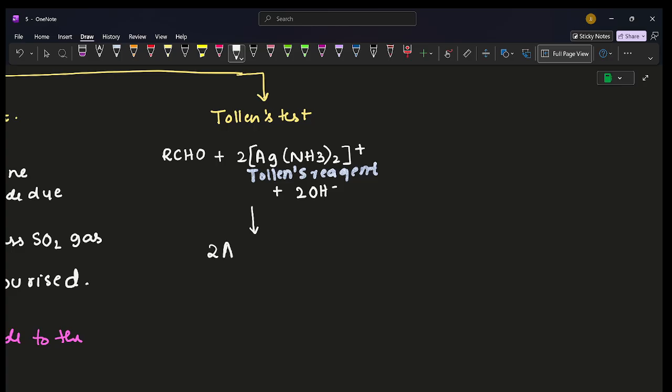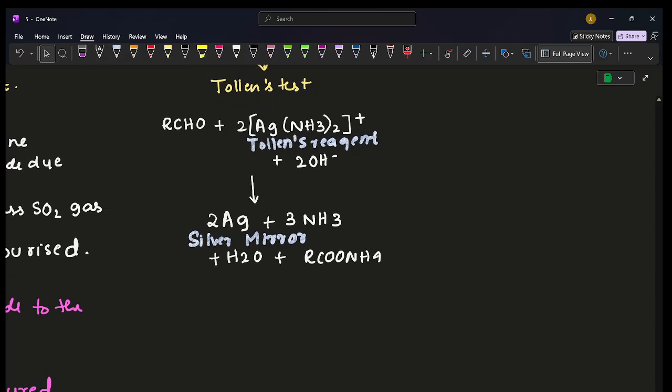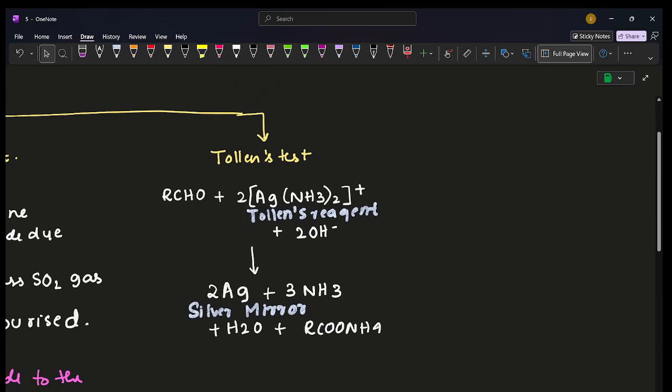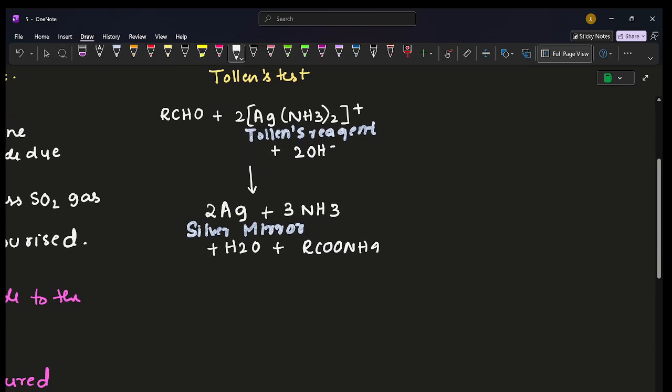And this will give you 2Ag plus 3NH3 plus H2O plus RCOO minus NH4 plus. And you're going to get a silver mirror formed. Alright? Now let's see who gives and who does not give this test. So let me again ask the internet for more confirmation.